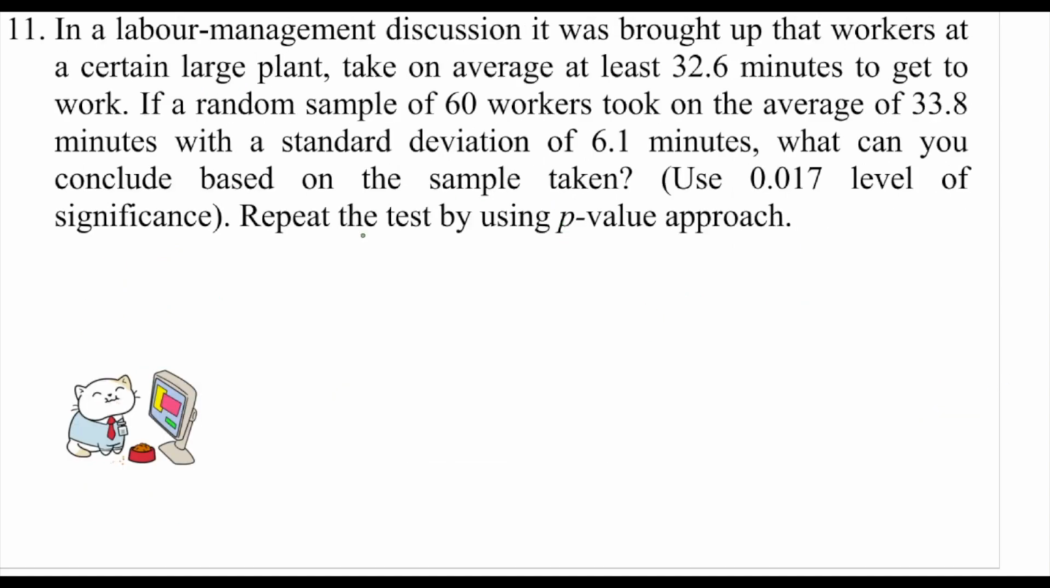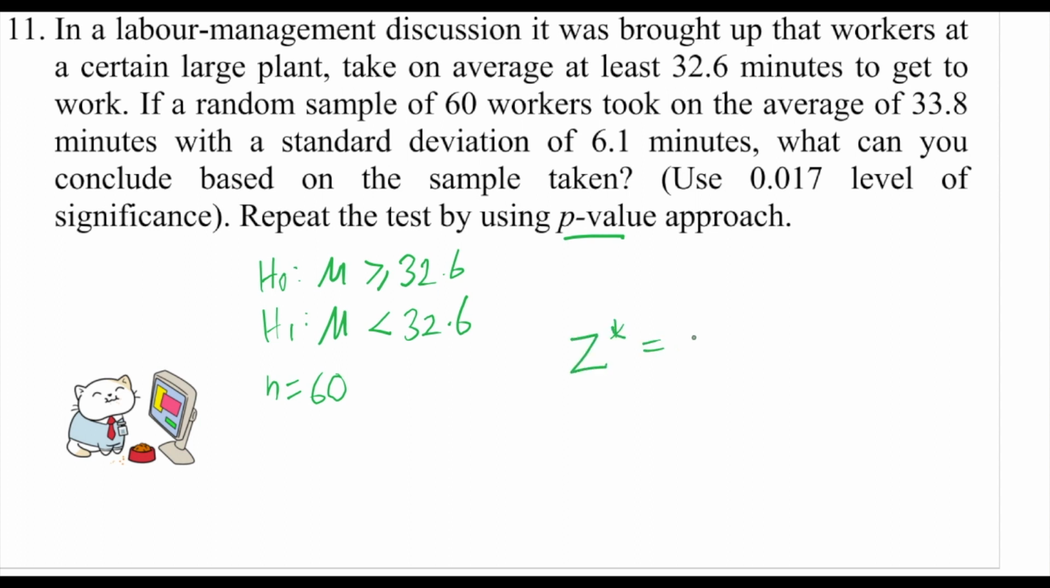So question 11 says repeat the test using the p-value approach. That means you would have to use the critical value method and also conduct the test again using the p-value method. So you're going to do this twice. And the clue would be the word average here. So the null alternative test for mu at least it's greater or equals to 32.6. Less than 32.6. A random sample of 60 workers, so we're definitely using the normal distribution. You would calculate the test statistics here, the average, so x bar 33.8. With the standard deviations, that would be sample standard deviation 6.1 minutes. What can you conclude based on the sample?